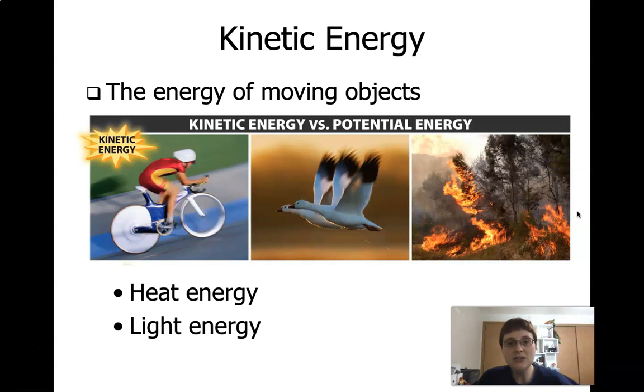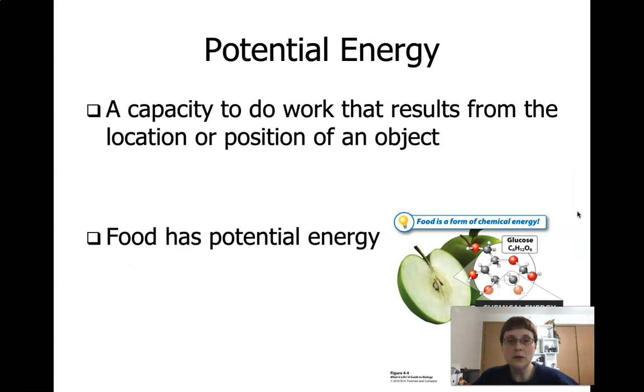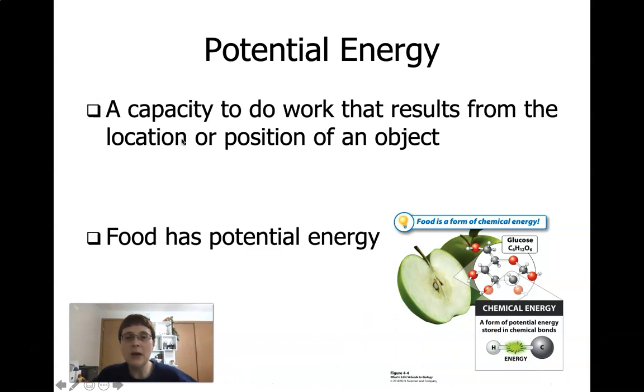And then we've got potential energy. So what does it mean to have potential energy? And it's the opposite. It's the energy of stored energy, right? So this is the capacity to do work that results from the location or position of an object. We often think about things like water behind a dam, or like if you're riding a bike and you're up at the top of a hill, that's potential energy because you have the potential to turn it into kinetic energy once you start going down.